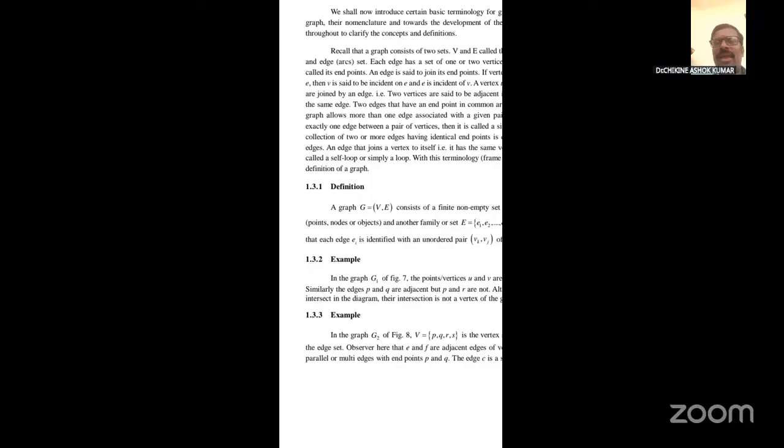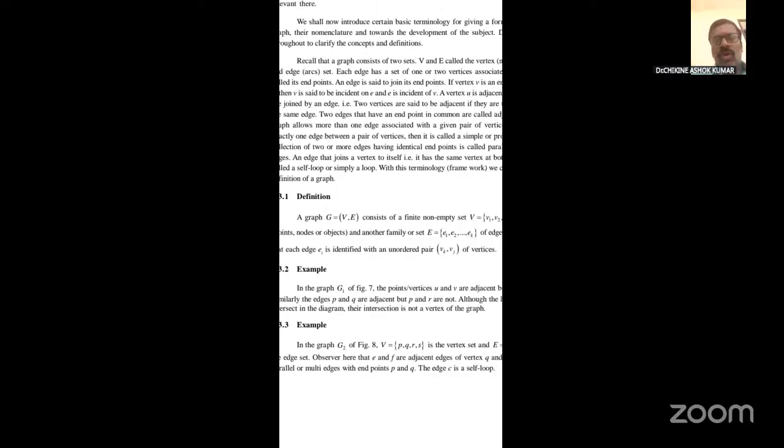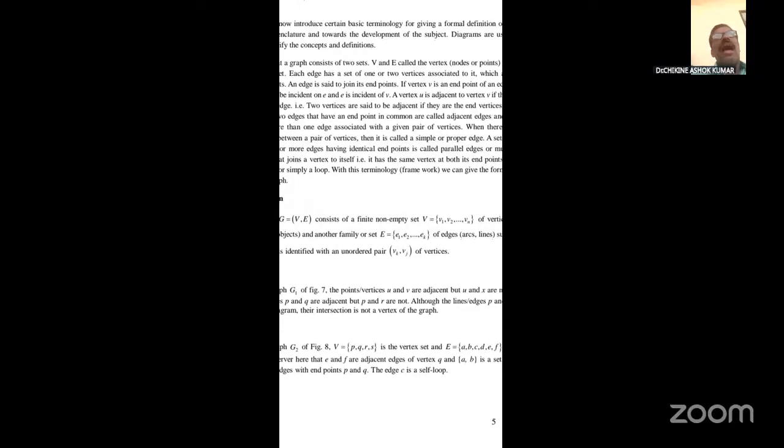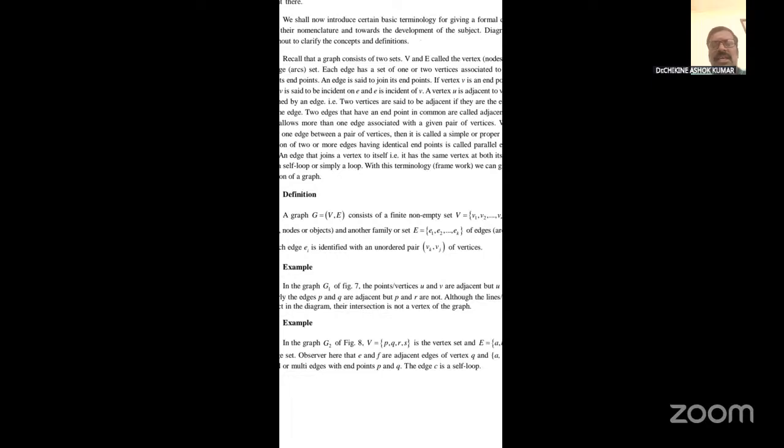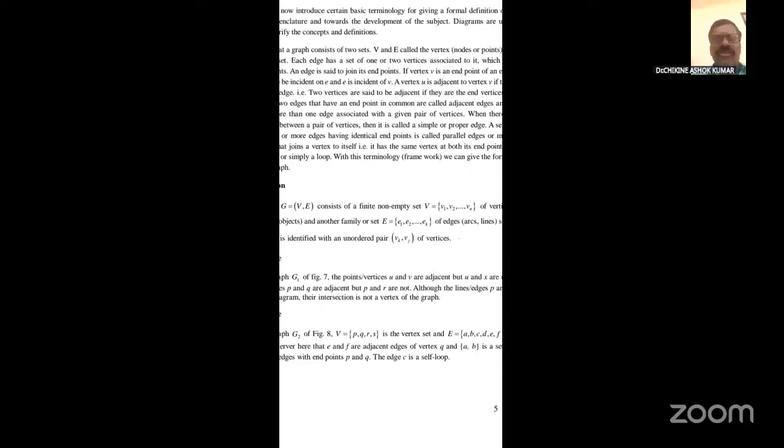And the other family of set E equals edges. E stands for edges. I'm taking a finite number of edges, E1, E2, up to En. These edges we can call by some other name, lines or arcs, such that each edge Ei is identified with an unordered pair Vi Vj or Vk Vj of vertices.